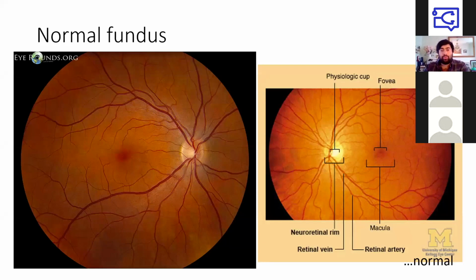These are pictures of normal fundi, which I've taken from Google. This is what a normal fundus looks like. This is the optic nerve head. These are the vessels that move inferiorly and superiorly. I don't know if you can see my mouse, but I am pointing to stuff, I promise. And then this is the macula centrally. Again, on the right-hand side, this is one I got off Google with annotations.